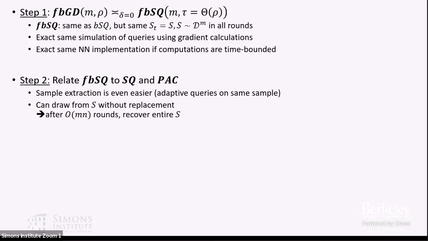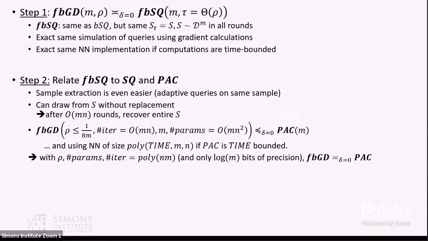In some sense, the sample extraction is even easier here, because I keep having access to the same batch. I can ask as many queries as I want, adaptively, on the same examples. So in some sense it's much more powerful than before. In particular, we can at least do what we did before, which is extract samples if the tolerance is small relative to the batch size.